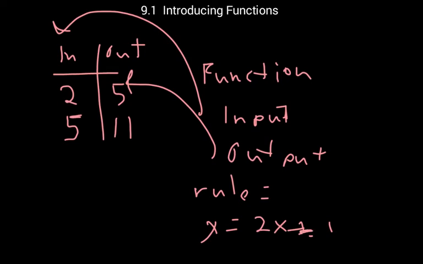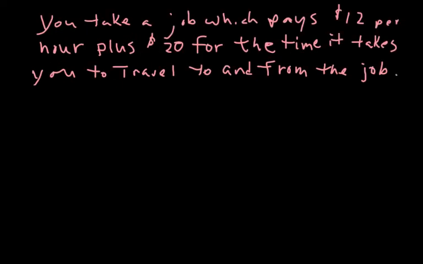So when I write it this way, y equals 2x plus 1 would be what the rule is, or the rule could just be said to be 2x plus 1, or double the number and add 1. That we can describe with a function. If you take a job which pays $12 per hour, plus $20 for the time it takes you to travel to and from the job, that's a situation that suggests there's a rule, which is how much money do you make on your job. The amount of money that you make, or the output, would be 12 times the hours that you work plus 20.